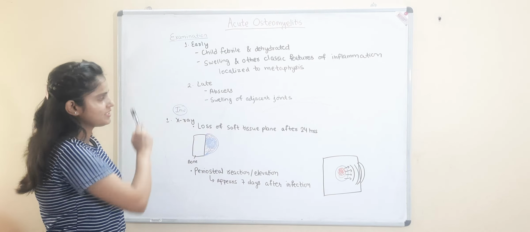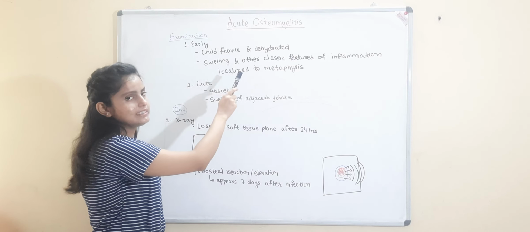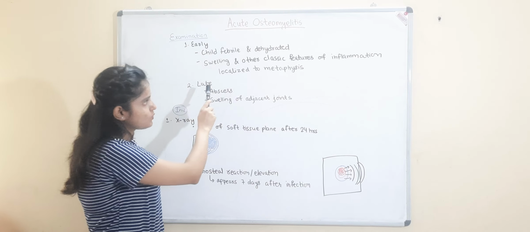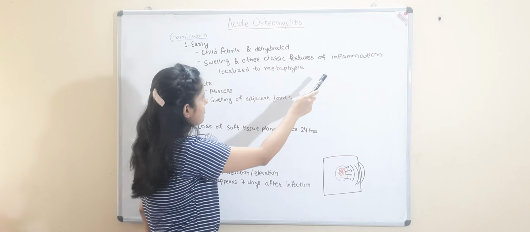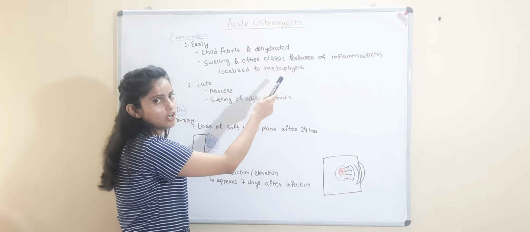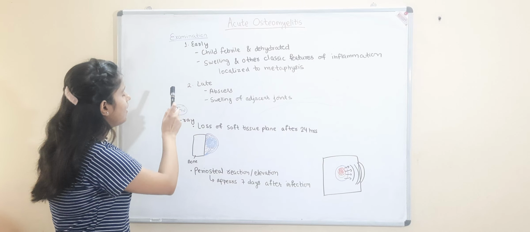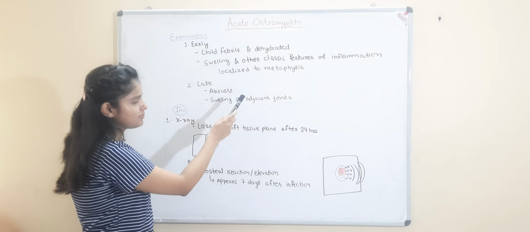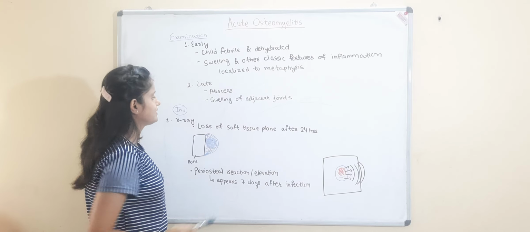On early examination, the child will be febrile and dehydrated, and there will be swelling and other classical features of inflammation localized to the metaphysis, which are rubor, calor, dolor and loss of function. On late examination, there may be abscess formation and swelling of the adjacent joints.